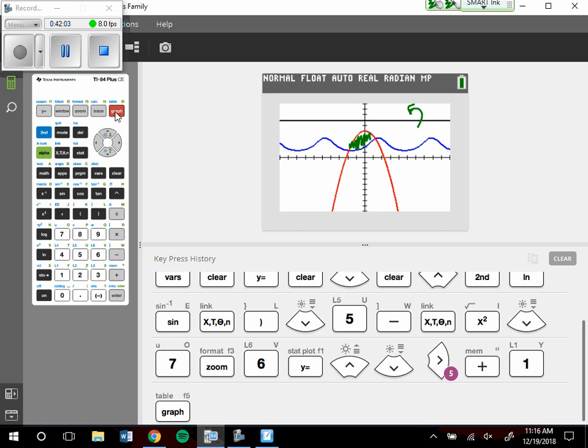Is this gonna be a washer or a disc? Washer. It's not flush against this axis of revolution. There's gonna be a hole. Which function is farther away? So my outer radius, big R, is gonna be from here up to here. What's that distance?